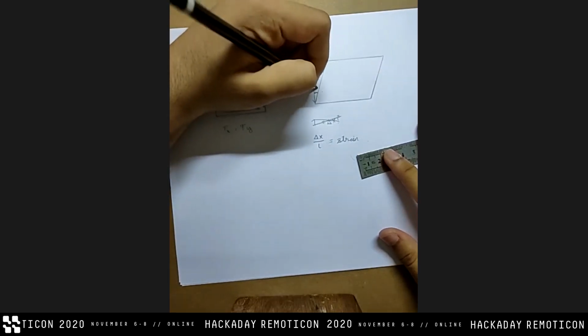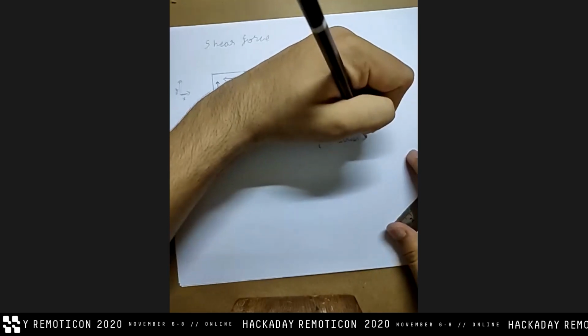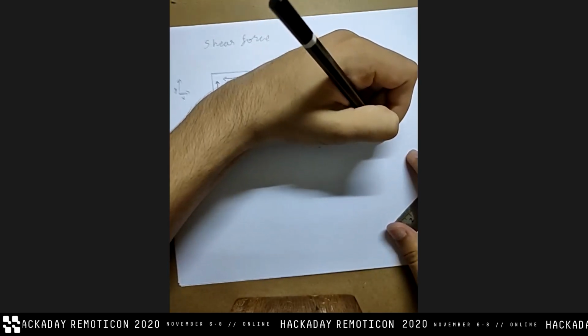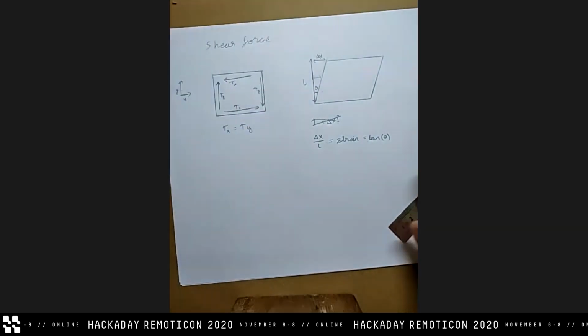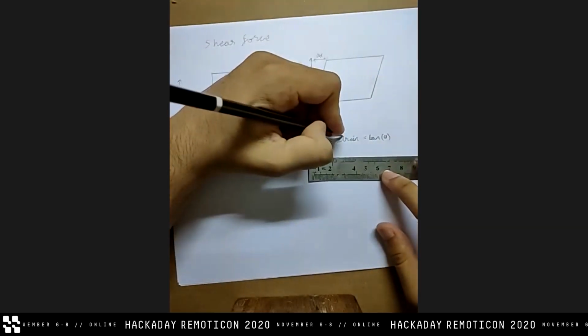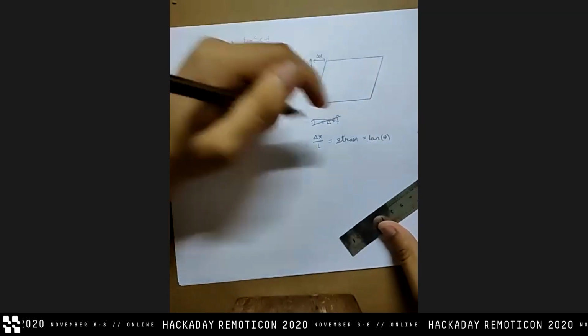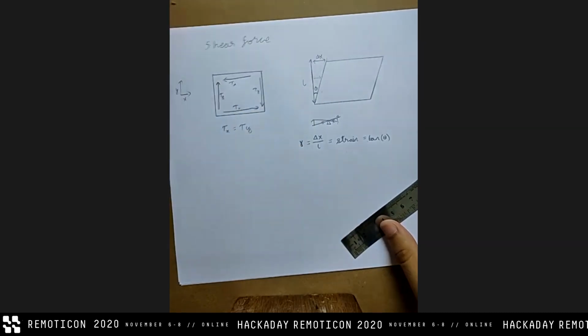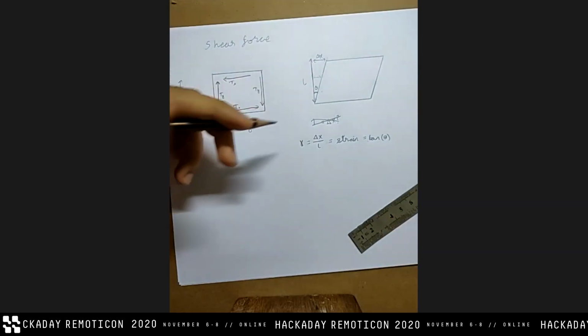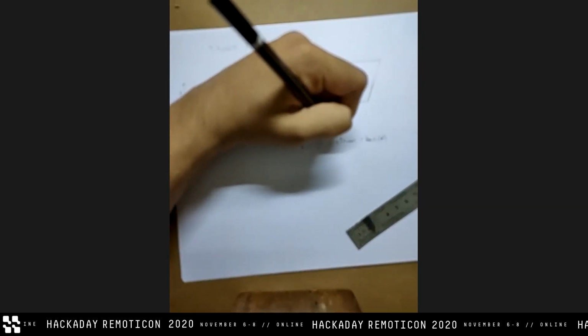And if I call this angle theta, this is also equal to tan theta. If you guys remember SOHCAHTOA, this is your opposite upon adjacent. So this is how you describe your strain, and the symbol for that is gamma. So gamma is your strain. Let me just specify shear.